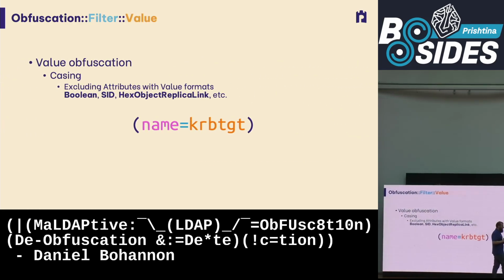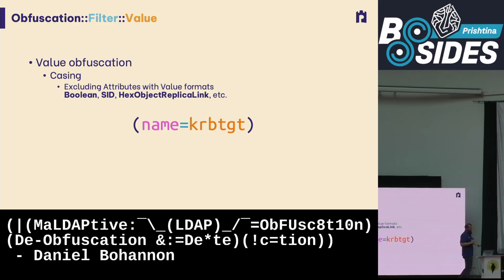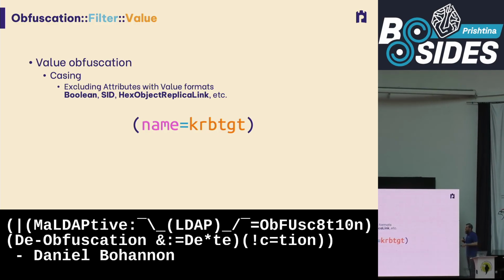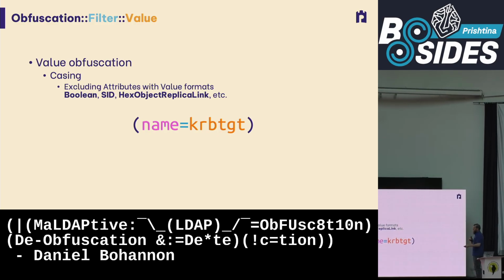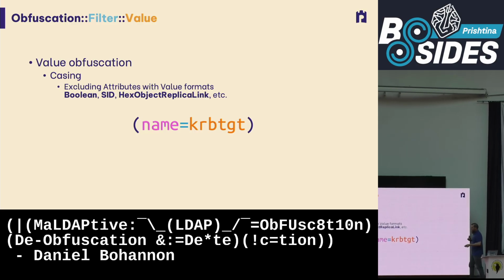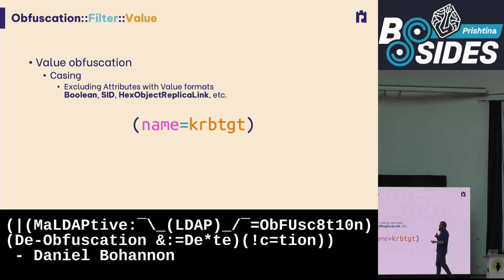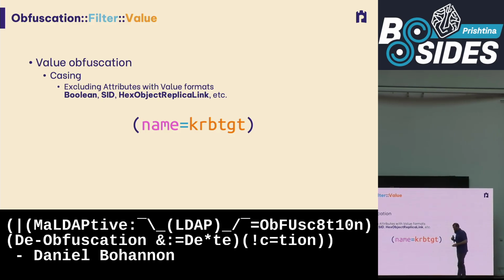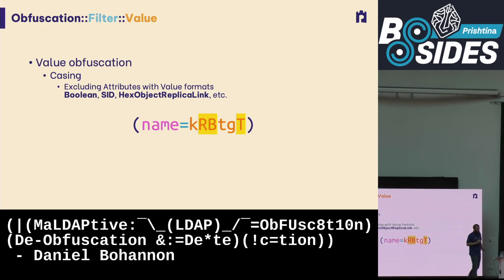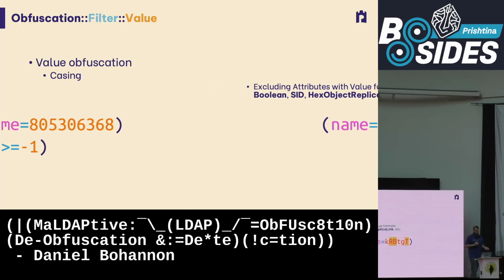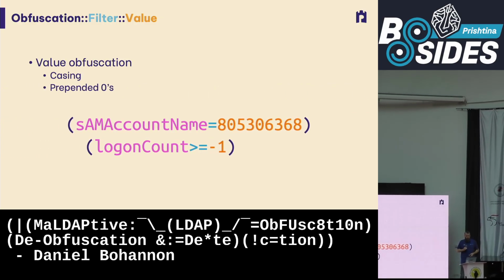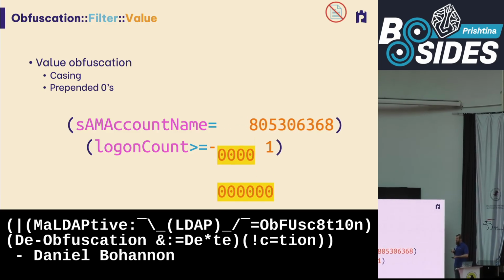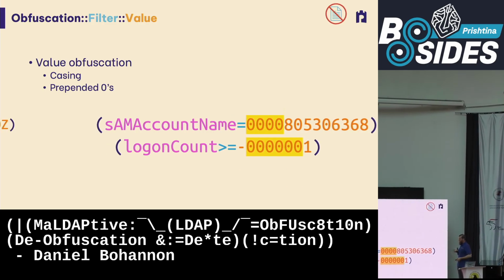All right, the 5th and final token is the value itself. This should be no surprise, casing doesn't matter in most cases. That's a pun I didn't even think about. Anyway, in most examples, casing doesn't matter, except for some of these specific attribute types. So here we're looking for the Kerberos ticket granting ticket. Casing doesn't matter. Another thing that we can do is we can prepend zeros to values that are integers, even if they are negative, like that.